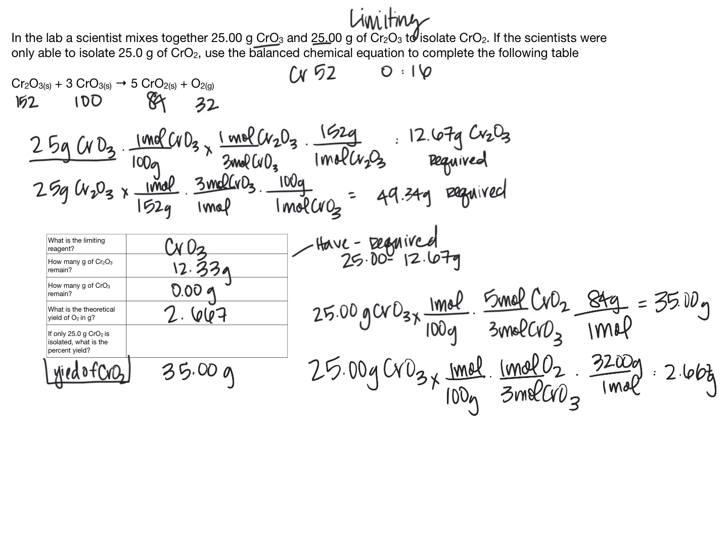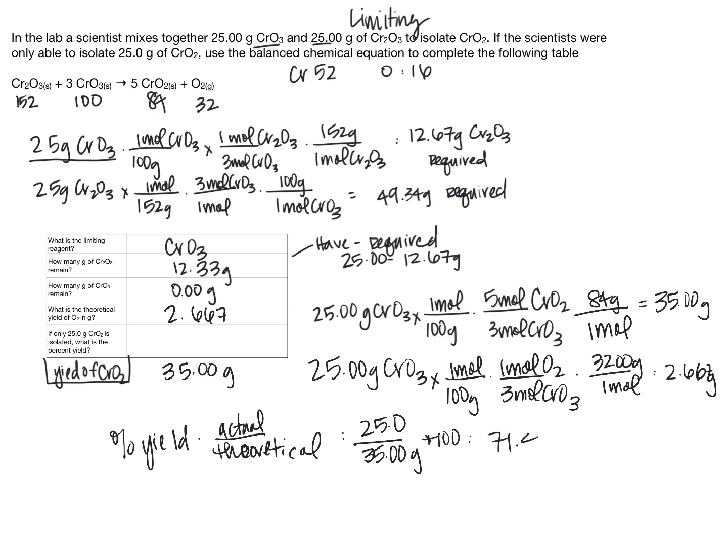The last part of this asks about percent yield. And this is the actual divided by the theoretical. We actually collected 25 grams, and we could have gotten 35.00. If you multiply that by 100, I get 71.4% yield.